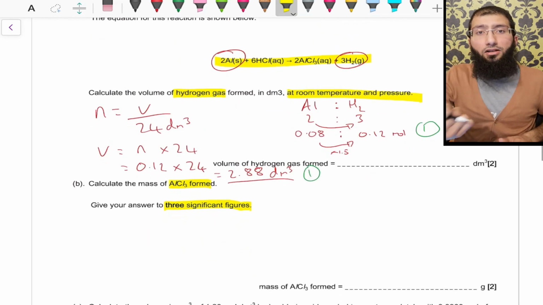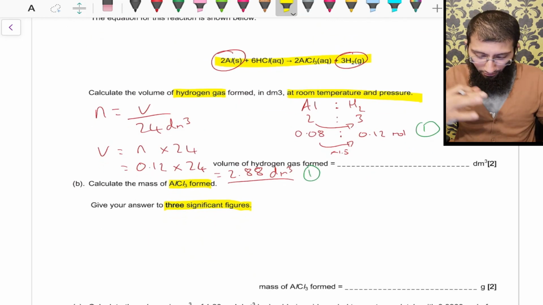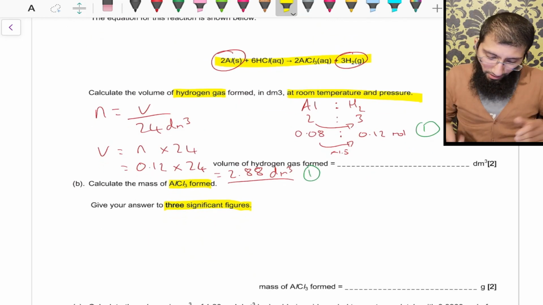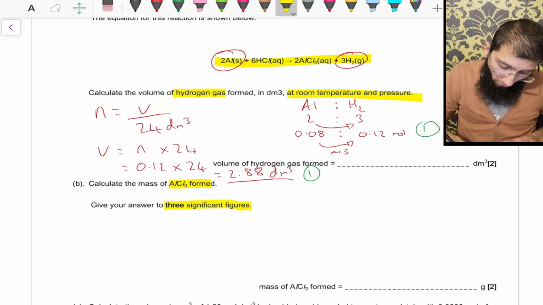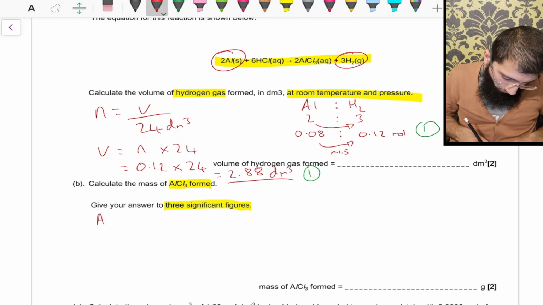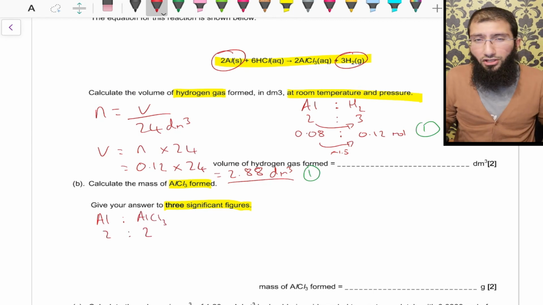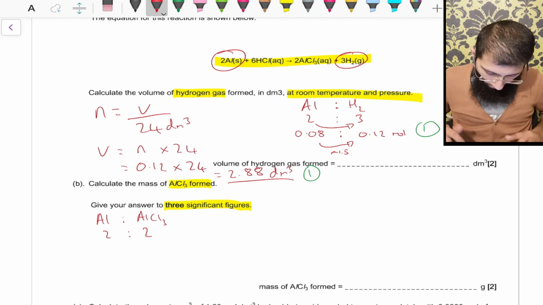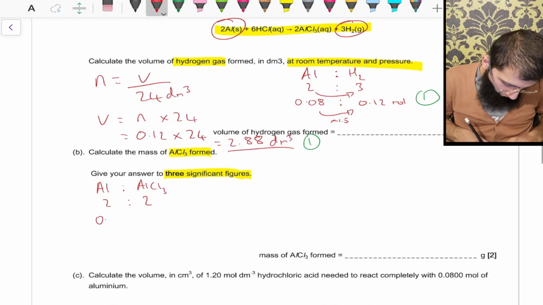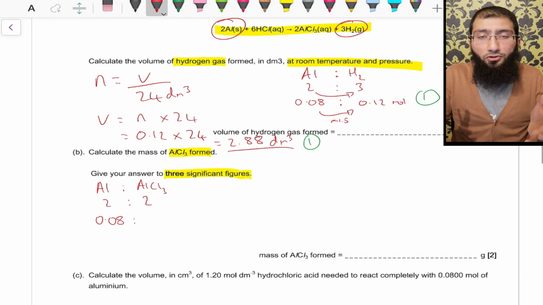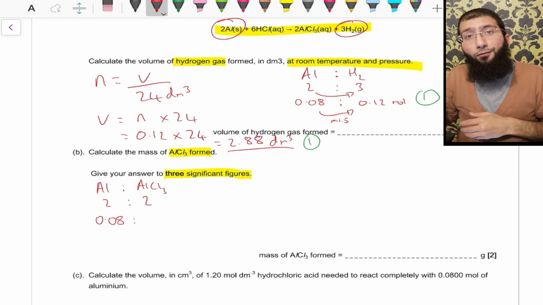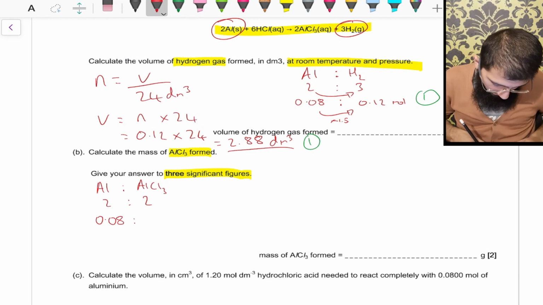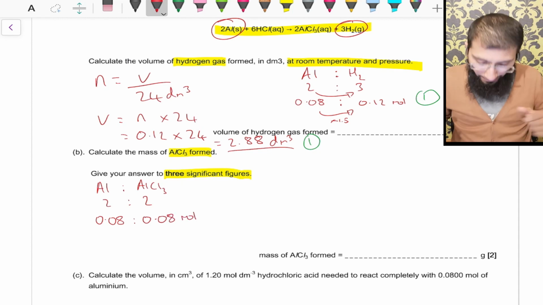And again, we're starting off with the moles of aluminium. So let's consider a ratio between aluminium and aluminium chloride. According to the equation, for every 2 moles of aluminium, we're going to have 2 moles of aluminium chloride. So it's a 2-to-2 ratio. In other words, it's a 1-to-1 ratio. So if I've got 0.08 moles of aluminium to begin with, I'm expecting to form 0.08 moles of AlCl3, aluminium trichloride.